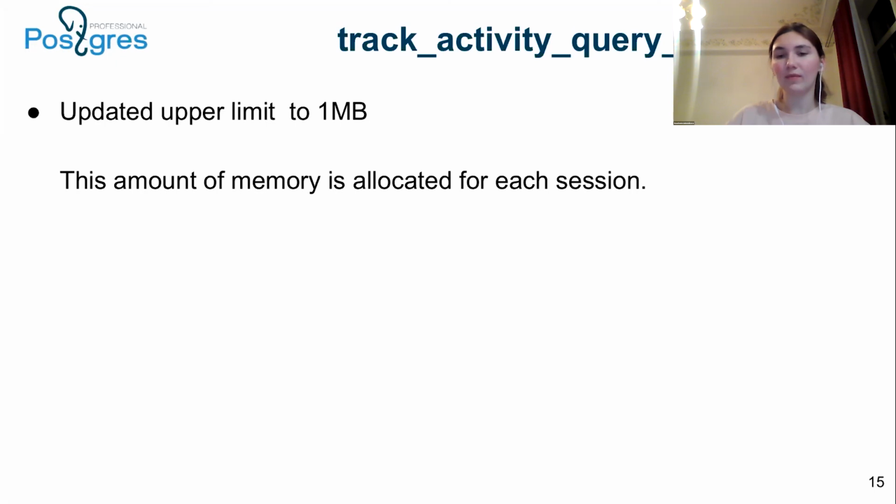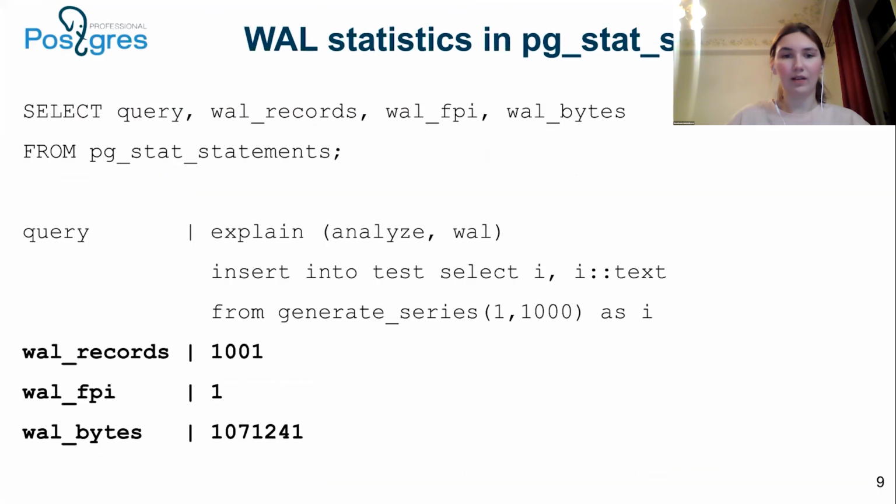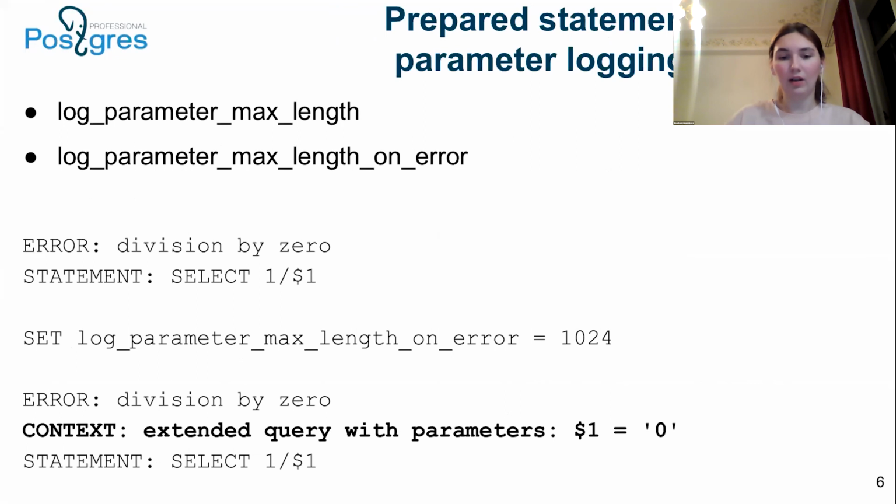Let me see if there's anything else for you. Will log parameter max length now show all parameter values? I think the question is about this one. I think so. If they fit into this exact length. So if you set this parameter too small, they will be trimmed. But otherwise, I think, yeah, all parameters will be shown.